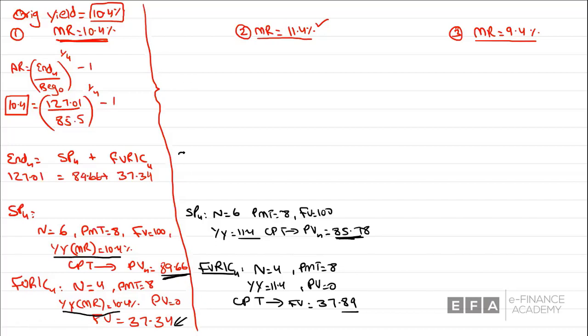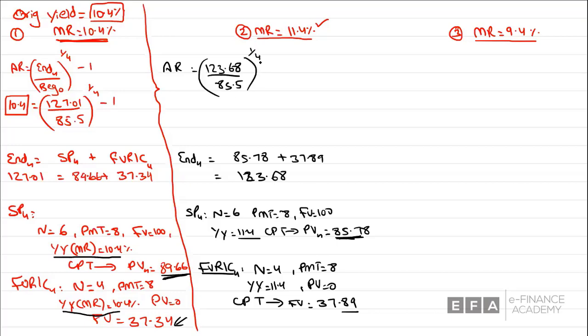And let's now get the ending value. If you add the two numbers, which is 85.78 plus 37.89, all you get is 123.68. Lower ending value as expected. Your actual return is over 85.5, which is the purchase price, and so the actual return is 9.67.